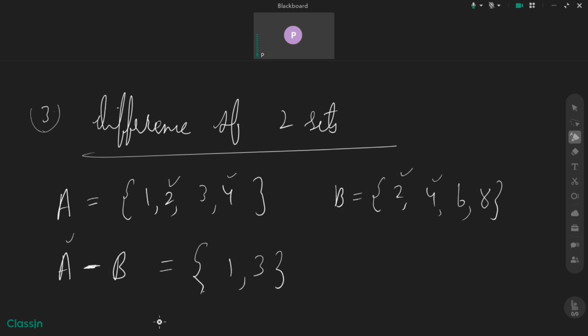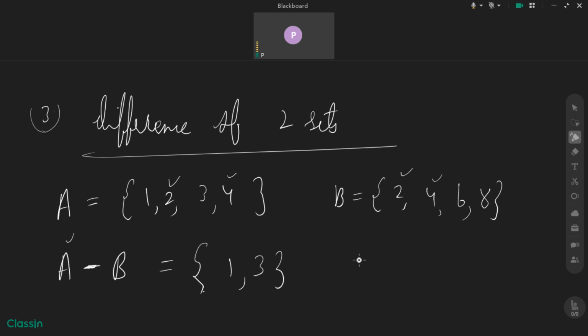So in A minus B, we have to write all elements of A and subtract those that are common with B. With B, the common ones were 2, 4. So we have subtracted them and we are left with 1, 3. So A minus B will be 1, 3.